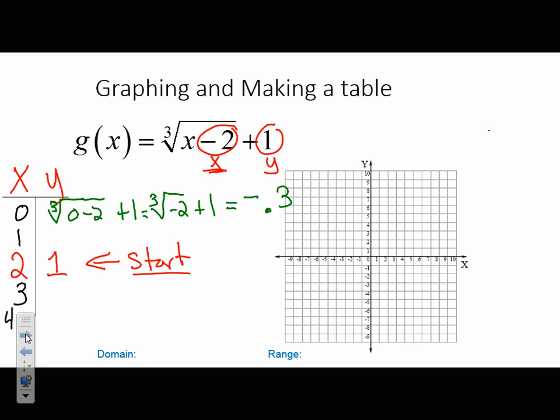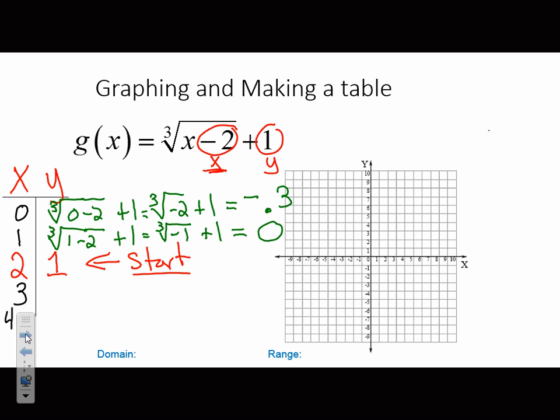Do the same thing for 1. We'll have the cube root of 1 minus 2 plus 1, which equals the cube root of negative 1 plus 1. Cube root of negative 1 is just negative 1. Plus 1 is going to be 0 here.